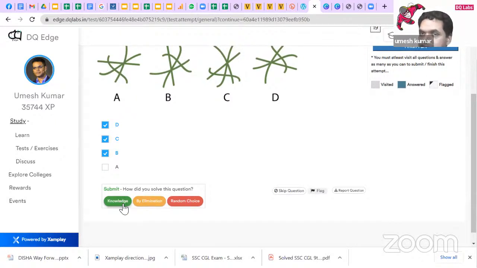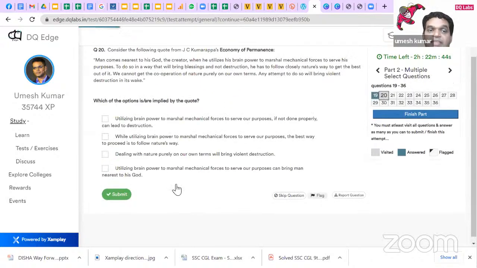Have you used your knowledge? Have you done it through elimination, or did you use random choice? In my case, I have used random choice. In your case, probably by elimination or probably by knowledge. So you choose the answer option, like how did you solve this question among these 3? And then the next question appears. So this is the reason why I'm asking you to attempt all the past year questions on DQH.